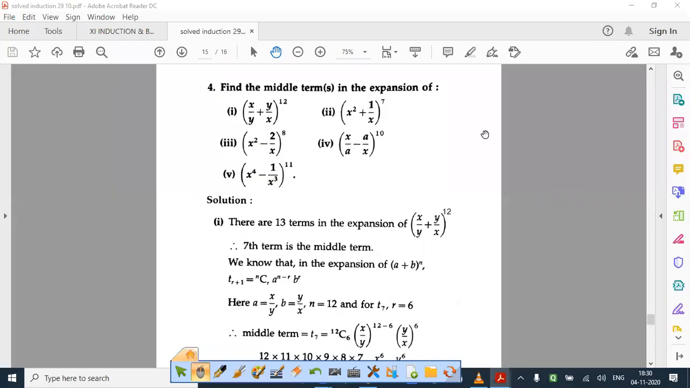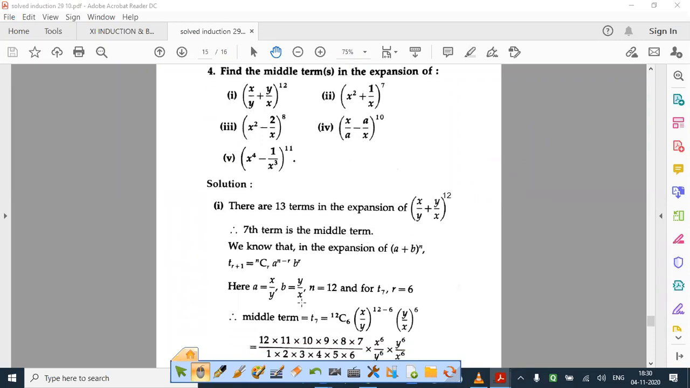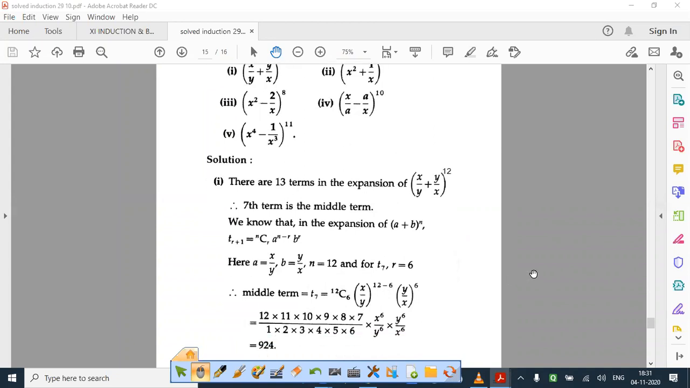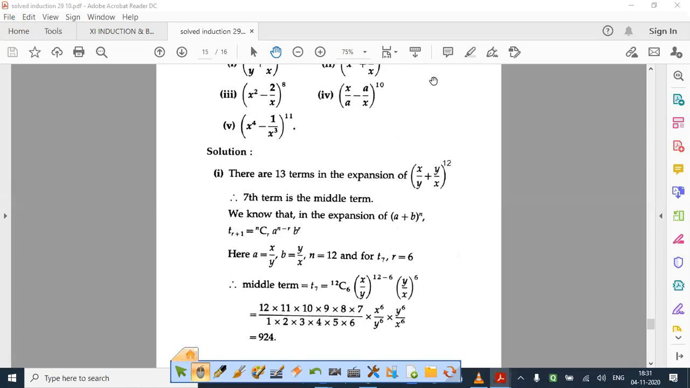Fourth one, find the middle term or terms, it depends on the index, in the expansion of (x upon y plus y upon x) raised to 12. Now the index is 12, so there are how many? 13 terms in the expansion. So the seventh term is the middle term in the expansion. Now what is T7? T7 is T6 plus 1, right? So it is 12c6 (x upon y) raised to 12 minus 6 into (y upon x) raised to 6. On simplification, I get 924 as the middle term in the expansion.